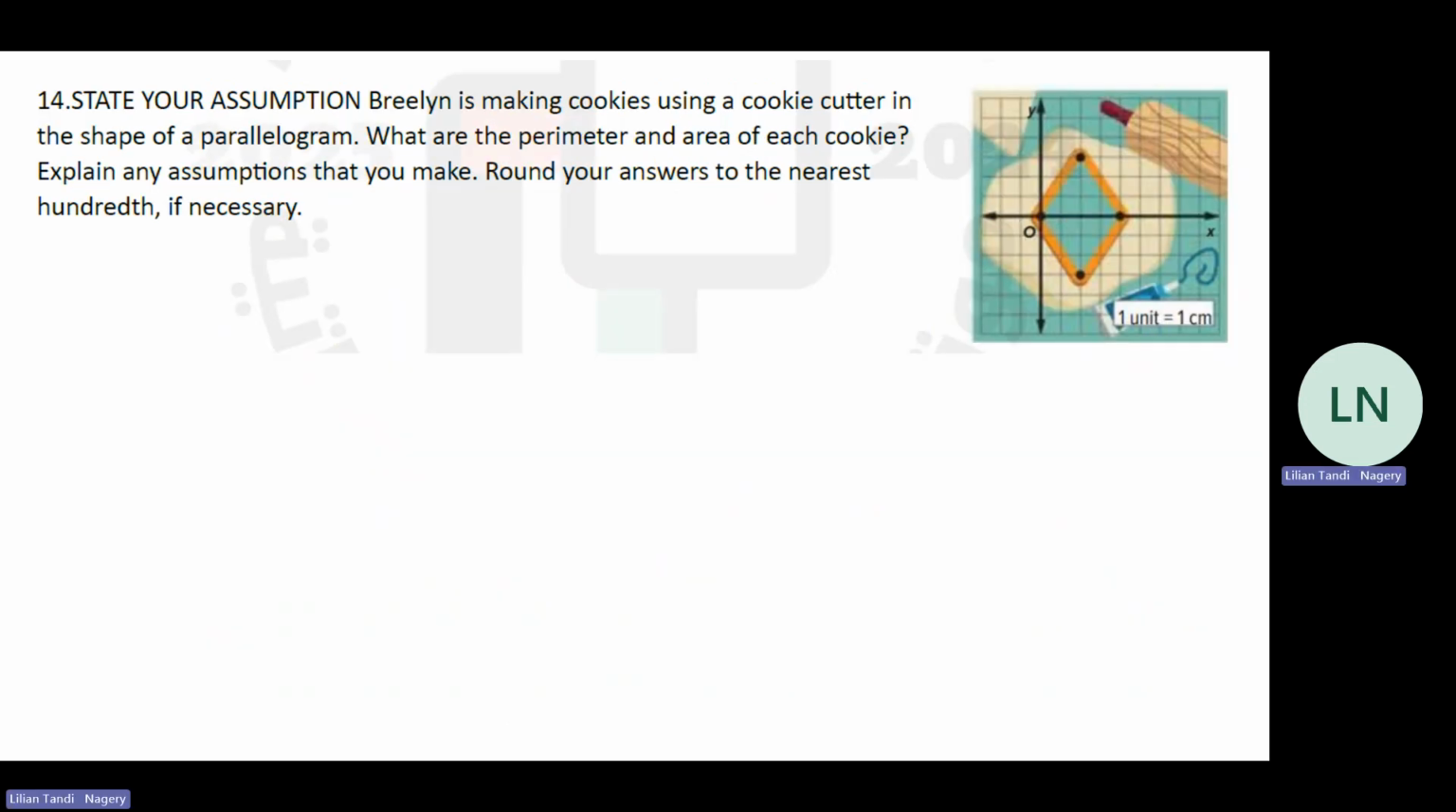State your assumptions. Brilin is making cookies using a cookie cutter in the shape of a parallelogram. What is the perimeter and area of each cookie if 1 unit is 1 centimeter? Okay, let's find this point. This point is what? 1, 2, 1, 2, 3. So that is negative, that is 2, -3.